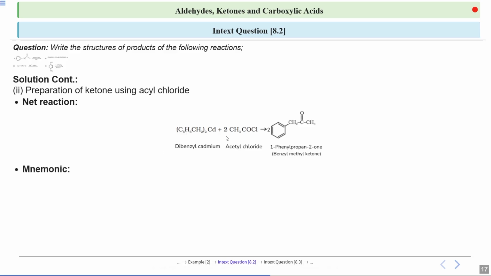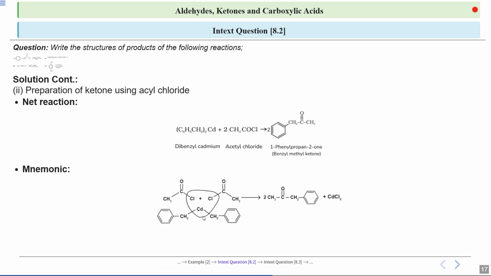So now let's talk about mnemonic. A mnemonic is a short method by which you can get the product from the reactant. If I talk about the particular mnemonic, if you see over here, this is dibenzyl cadmium. This is cadmium, and on both sides there is a dibenzyl group, and here you have acetyl chloride.